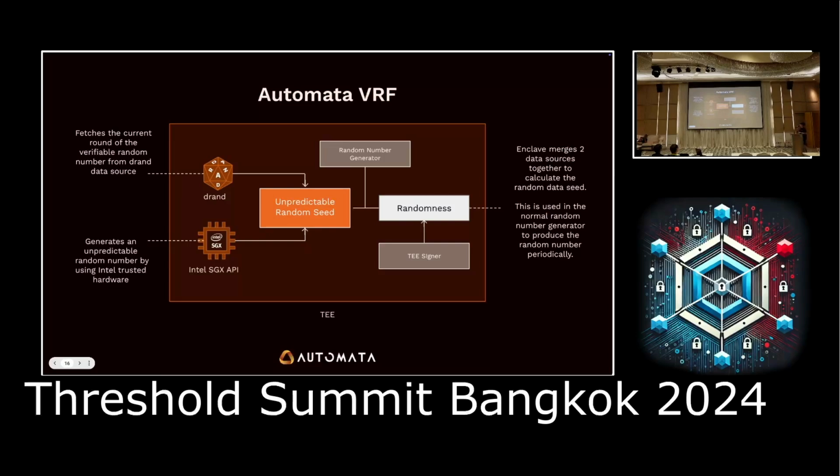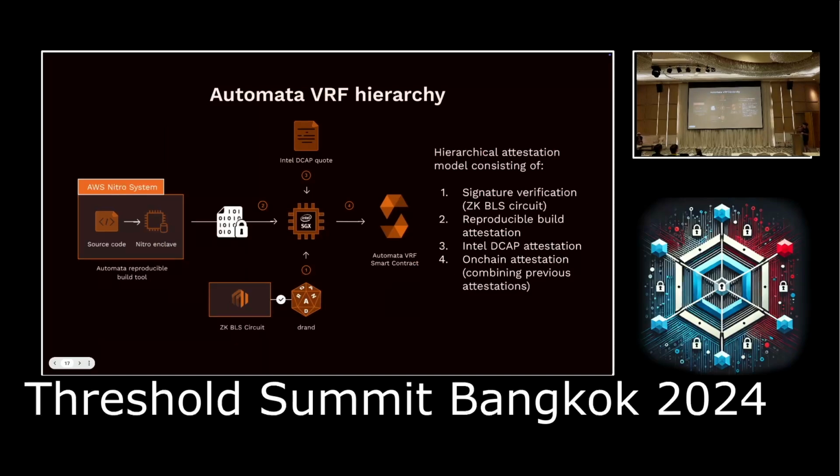But before submitting to the smart contract, we need a TE signer to sign over the current round of the randomness to ensure the calculation is matched and it is signed over by the TE itself. And next, to meet what I said, we have some attestation steps we need to meet. I will work through the whole thing step by step. So there is a hierarchy attestation model to meet this requirement.